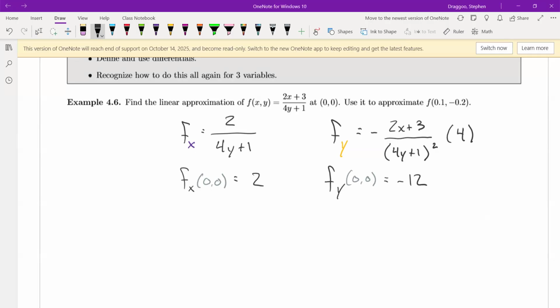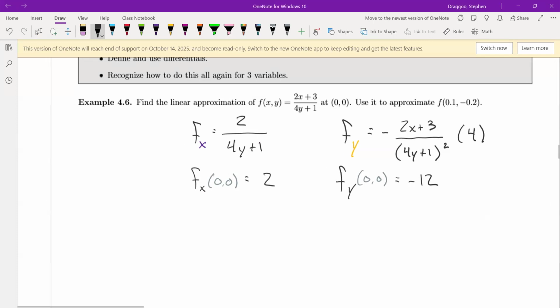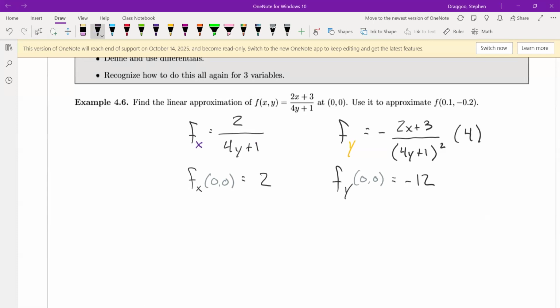Feel satisfied with that answer? We should also go figure out the function value at the point. So not looking at the derivative, just come back and evaluate the function at 0, 0, because that's going to be our z value. And it looks like at 0, 0, I just get 3 over 1, which is 3.